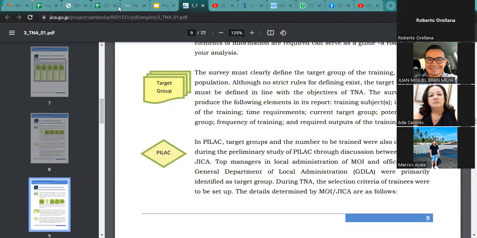The survey must clearly define the target group of the training, the target population. Also, no strict rules for defining exist. The target population must be defined in line with the objective of TNI. The survey should produce the following elements in its report: training subjects, importance of the training, channel requirements, current target group, potential target group, frequency of training, and required outputs of the training. Okay, we're not going to read the other one, so just that one.